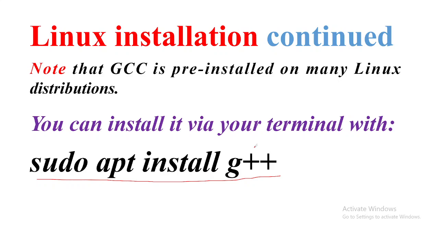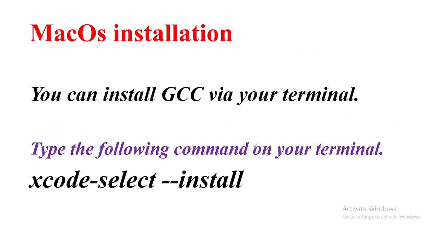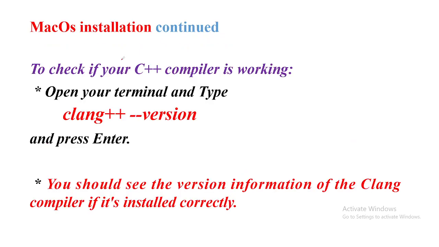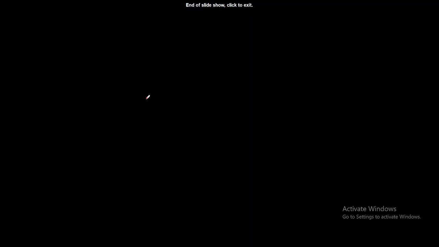Then the next thing we are going to talk about is macOS. For macOS, you can install GCC via the terminal by running xcode-select --install, and GCC will be installed. To verify in macOS that it has been installed, you just open your terminal and type clang++ --version. So when it shows you the version information, it means that the installation has been completed.